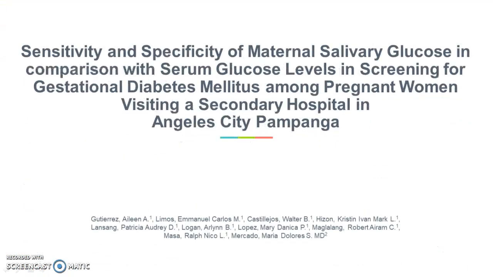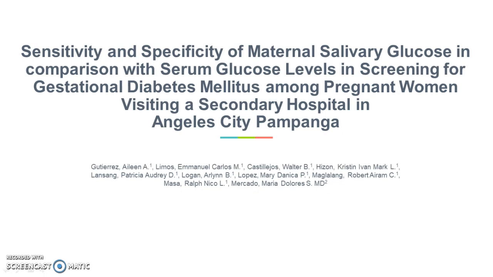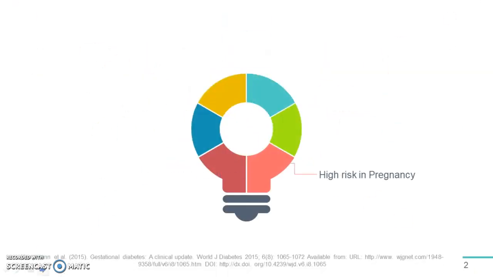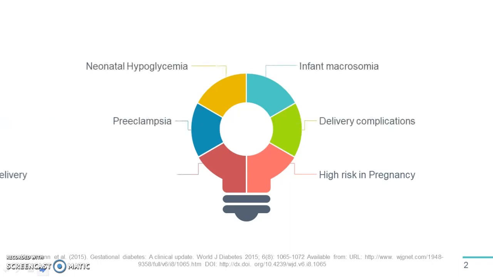Pregnancy confers a state of insulin resistance and hyperinsulinemia that may predispose some women to develop diabetes. Kampman et al. 2015 stated that GDM is one of the most common complications of pregnancy and has been associated with adverse outcomes such as high risk for pregnancy and delivery complications. Therefore, a routine screening for GDM is recommended.